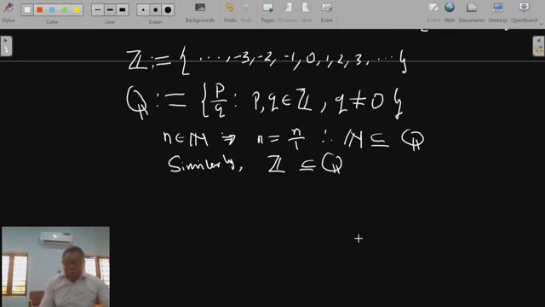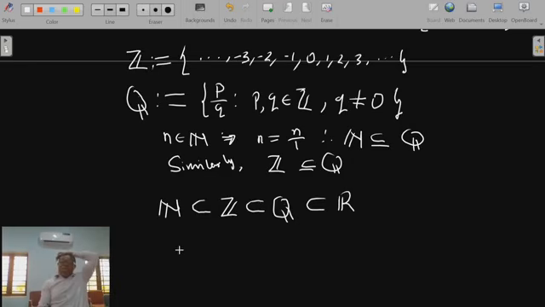Now, let us note the following. Observe that N, the set of natural numbers, is a proper subset of the set of integers. This is the proper notation to use, because proper subset means that every element of natural numbers is in the set of integers, but there is a particular integer that is not in N. And the set of integers is also a proper subset of the set of rational numbers. In turn, the set of rational numbers is a proper subset of the set of real numbers. So these inclusions hold.